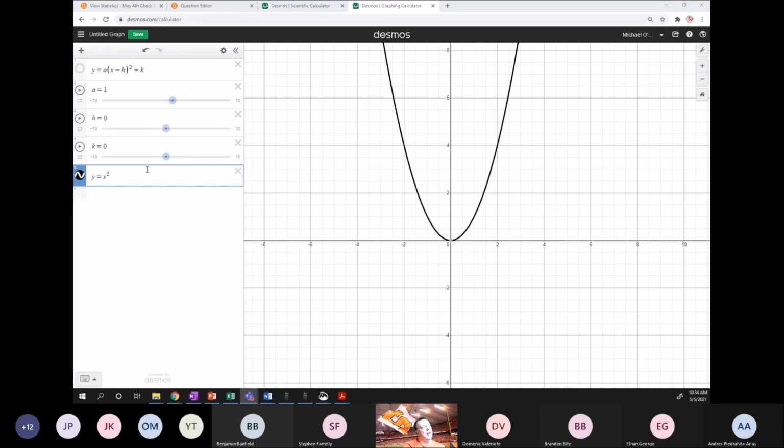This here, our black one, is what's called our parent formula. The parent formula is kind of like the base formula that everything else is built off of. And that's just y equals x squared.